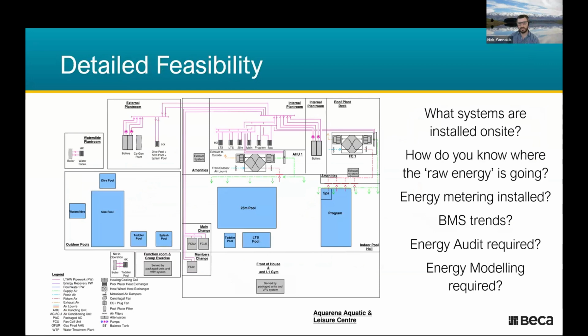But then you start getting into more detailed feasibility. So if your site's not simple, you might want to start looking into a complex site. I've used Aqua Arena, the one we just spoke about. And what we need to do is start understanding the system. So getting all those drawings in the background starts letting us understand, as engineers, what's driving that energy in the background, what is installed on site.